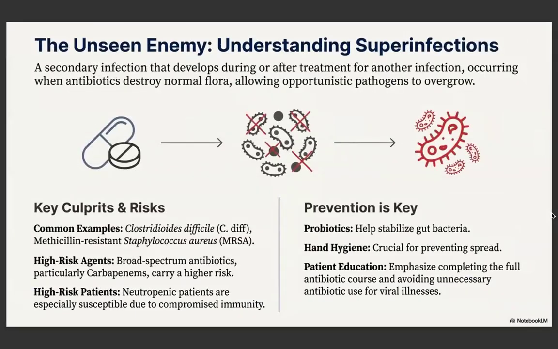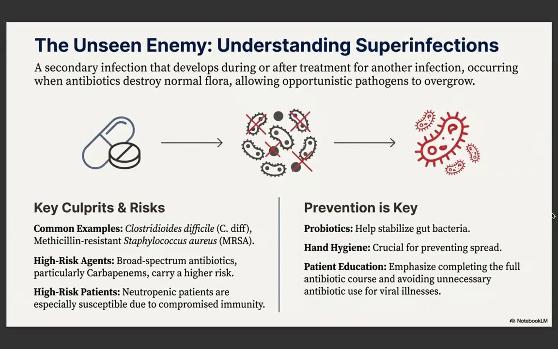Okay, and here are some key reasons why we're going to use antibiotics, or for superinfections, at least some of the most common superinfections like C. diff and MRSA. Again, MRSA is that penicillin-resistant staph infection. And C. diff, I can't pronounce it, but C. diff. Again, it comes from broad-spectrum antibiotics, or carbapenems. They can carry a higher risk of people developing superinfections.